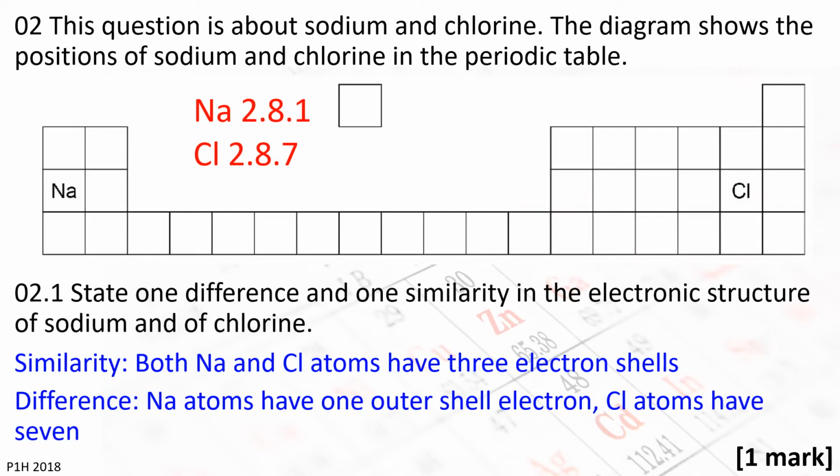Let's address the question. Similarity: both sodium and chlorine atoms have 3 electron shells. Difference: sodium atoms have 1 outer shell electron, chlorine atoms have 7.